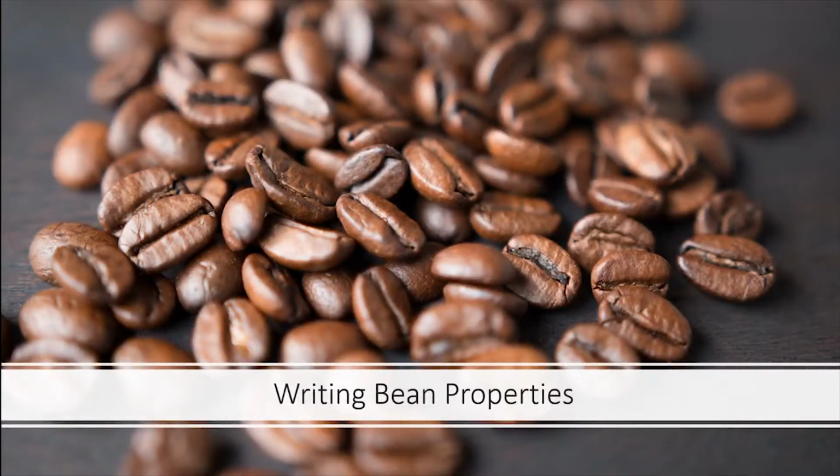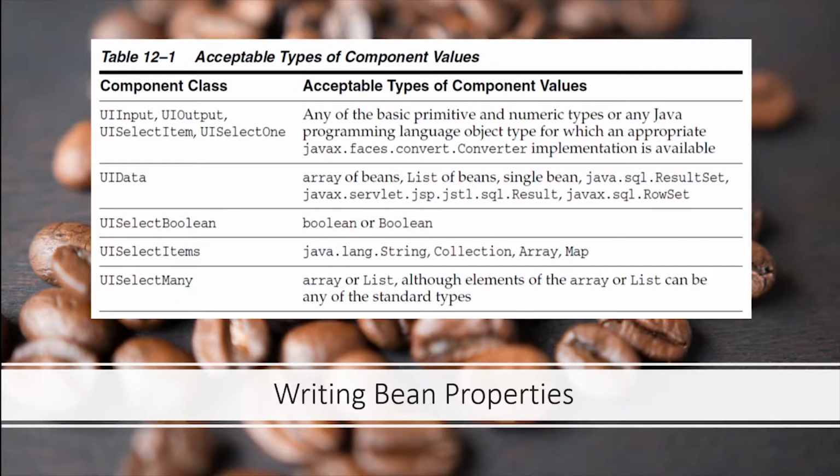Now let's take a look at writing bean properties. To write a managed bean property that is bound to a component's value, they must both match property types. What I mean by that is you have your component classes over here, and if you want to talk about booleans, you use the UISelectBoolean. If you want to talk about primitive and numeric types, you use the UIInput, UIOutput, UISelectItem, or UISelectOne. What I mean is that whatever you're using, you have to make sure that it's paired with the component class that you want to use.